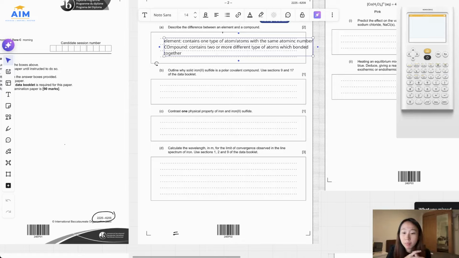This is not considered a compound. Then we have another example like sodium sulfate, NaSO4. This is also considered a compound because there's Na, there's S and O. There are three different types of atoms. That's why this is also considered a compound. Now we move on to the second question.